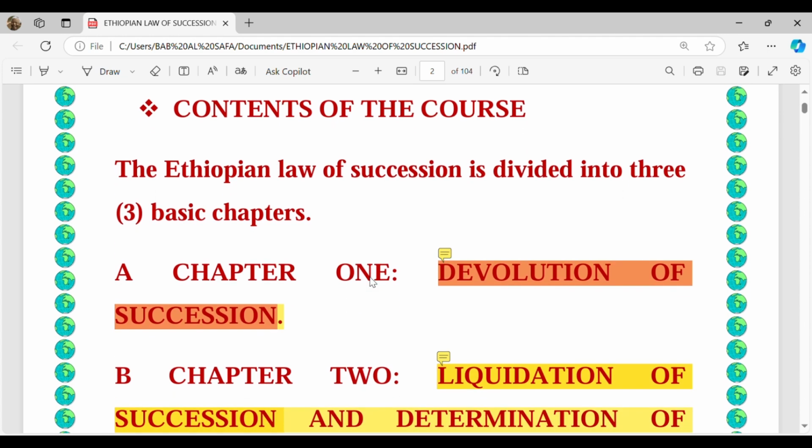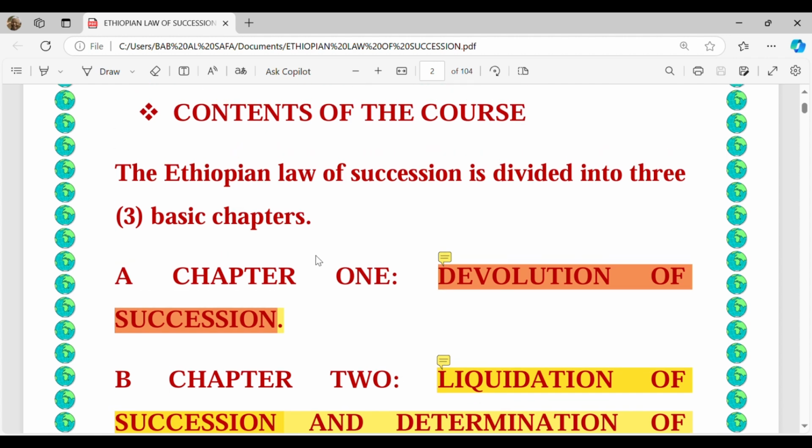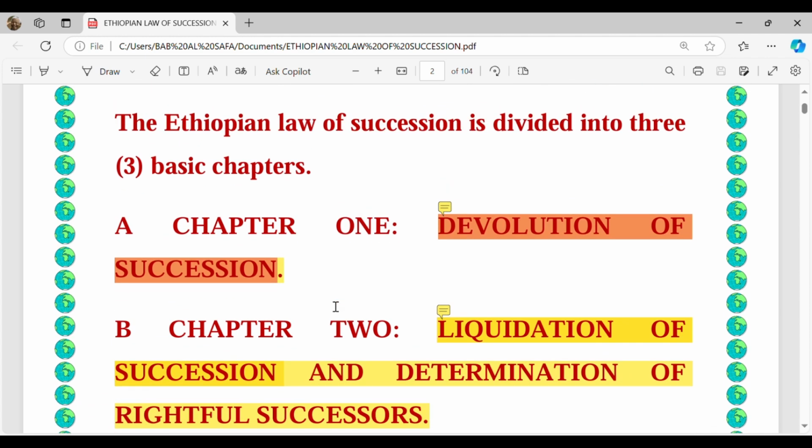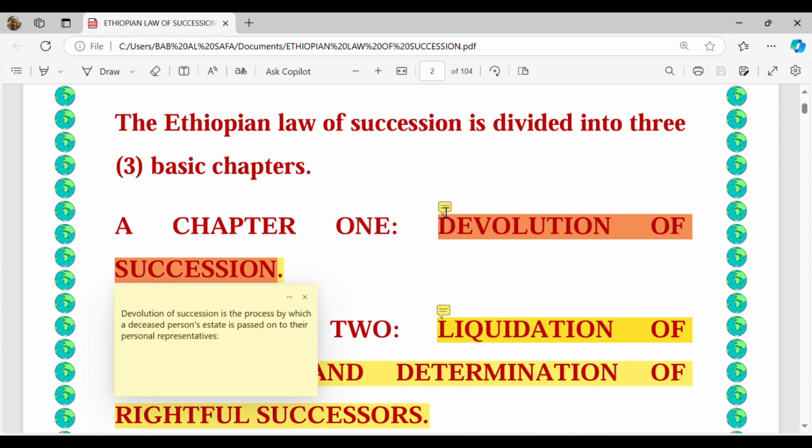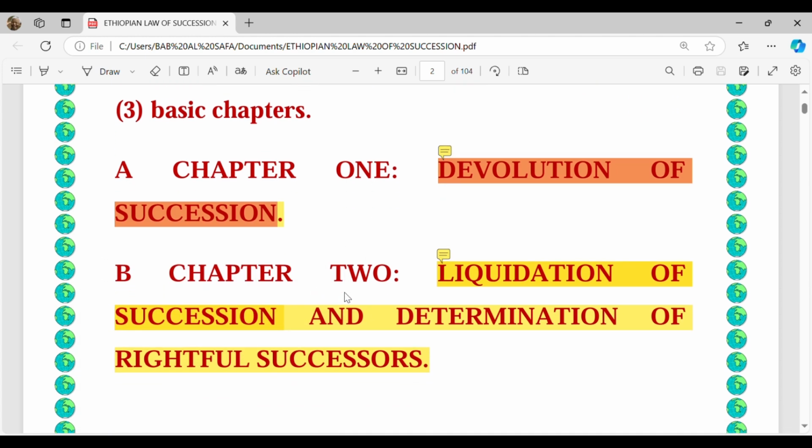Now let me tell you the contents of the course so that it will be easy to understand. The course is divided into three basic chapters. The first chapter is all about the devolution of succession. By devolution of succession, we mean the process by which a deceased person's estate is passed on to their personal representative or to the rightful successors. It is all about the process.